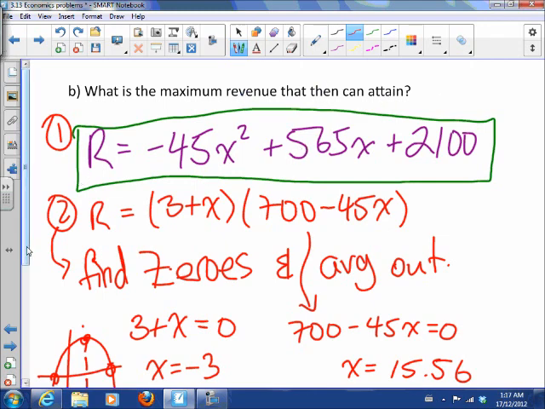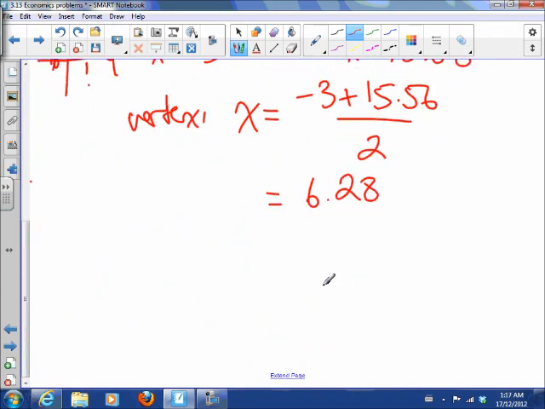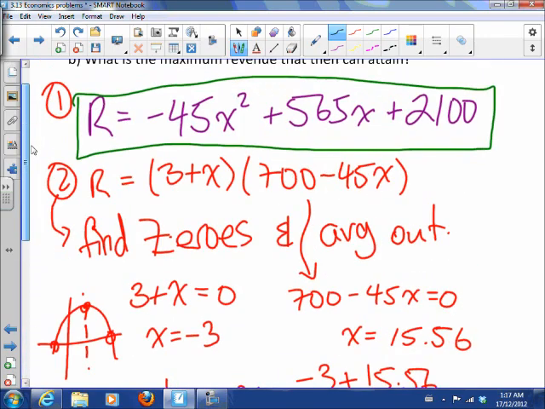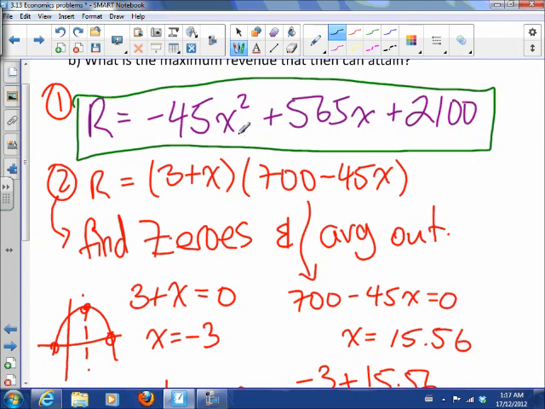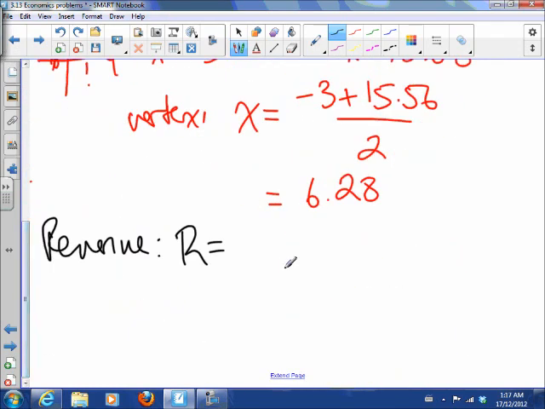Okay, now I want to get back to the question that says, what's the maximum revenue that they can attain? So the maximum revenue that they can attain, this isn't it. This is the x value, right? So the revenue is actually, we can plug it into the equation. So we'll plug it into either one of these, it doesn't matter.